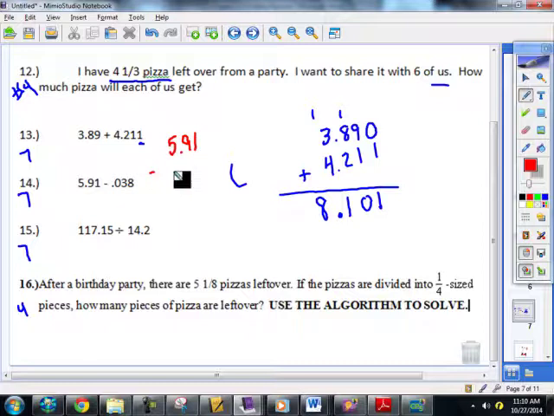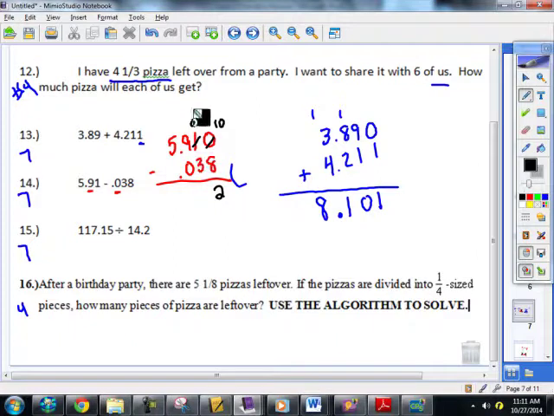5.91 minus 0.038. So again, you must line up your place values. That is the tenths, so it must be lined up under the tenths in the first number. Okay? Trying to take 8 thousandths from 0 thousandths, so I've got to go borrow and turn that into 10 thousandths. 10 minus 8 is 2.